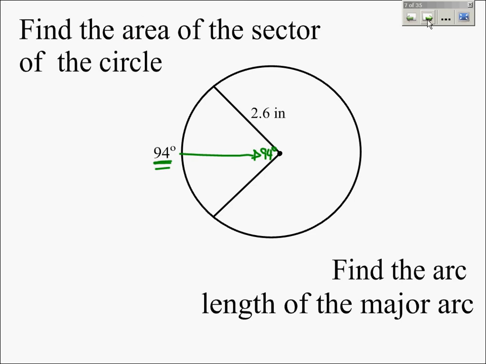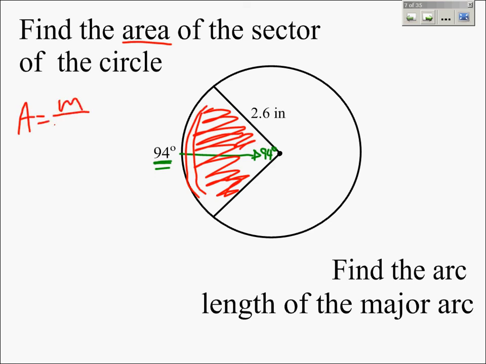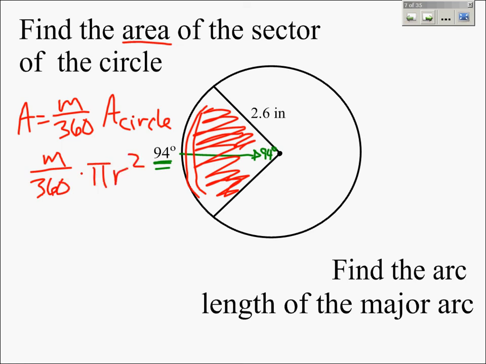I'm going to do that in red. Again, that means we're talking about this section of area in here, the slice of the pie or the slice of the pizza. Formula for area is the measure over 360 times the area of the circle. So that would be the measure over 360 times the formula for area of the circle, which is pi r squared. In this case, our measure is 94 over 360 times pi times r, which is 2.6, okay, squared.